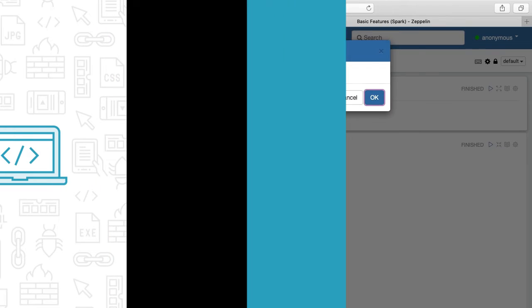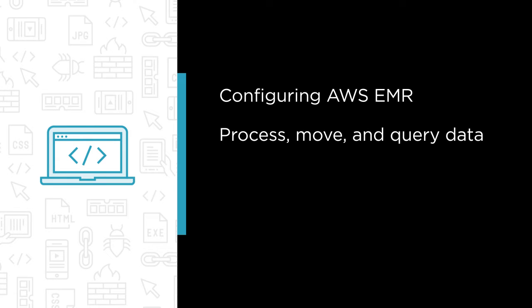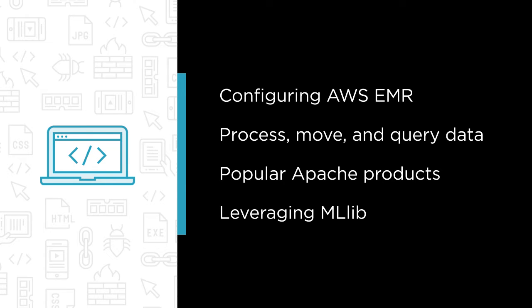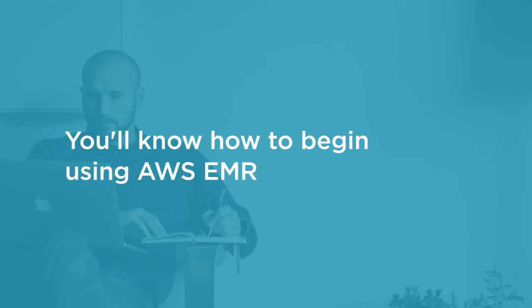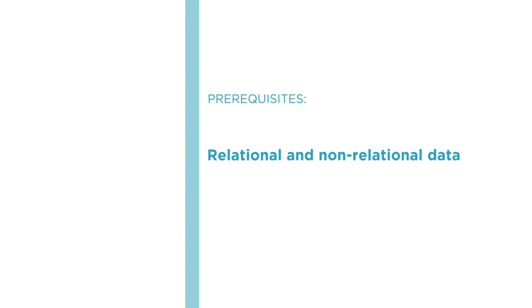Some of the major topics that we're going to cover include configuring AWS Elastic MapReduce, exploring how we can process, move, and query our data. We're going to look at popular Apache products used for big data analysis, and we'll even leverage MLlib in our big data pipelines. By the end of this course, you'll know how to begin using AWS Elastic MapReduce to process your very own datasets.